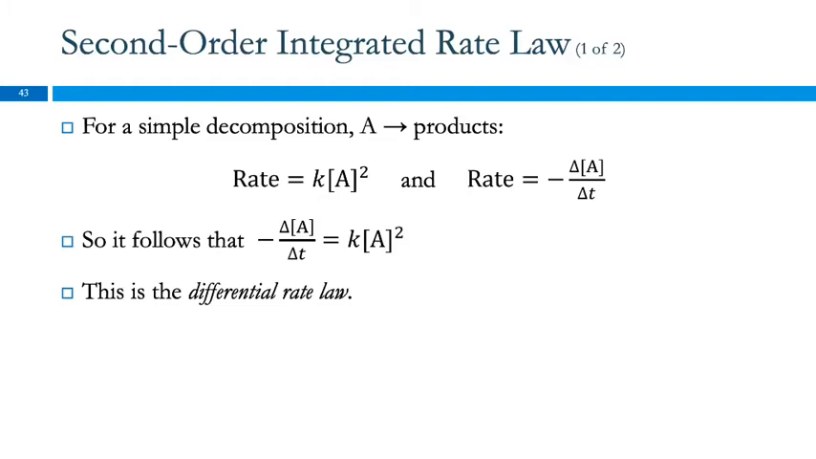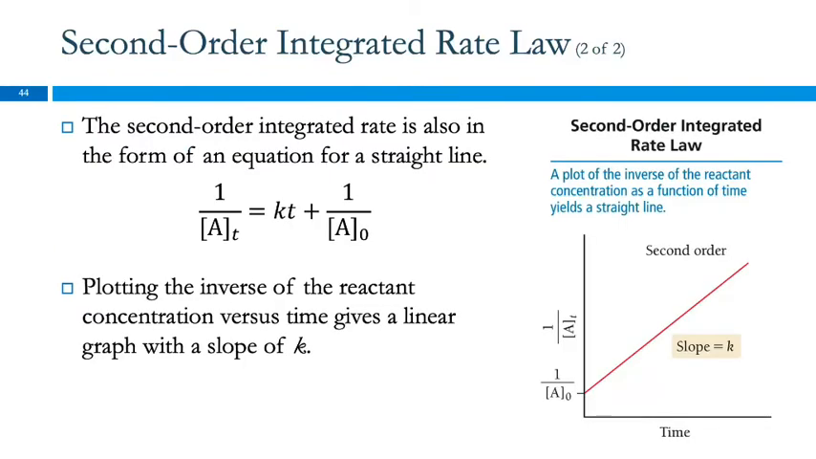Okay, second order. Again, looking at this simple decomposition, here the rate is equal to the rate constant times the square of the concentration. The rate is still the change in concentration over the change in time. So we can say that these two things are equal to each other, and this again is the differential rate law. We really don't use that very much, but it's always good to at least have seen where these things come from. So we integrate that equation and we end up with this one.